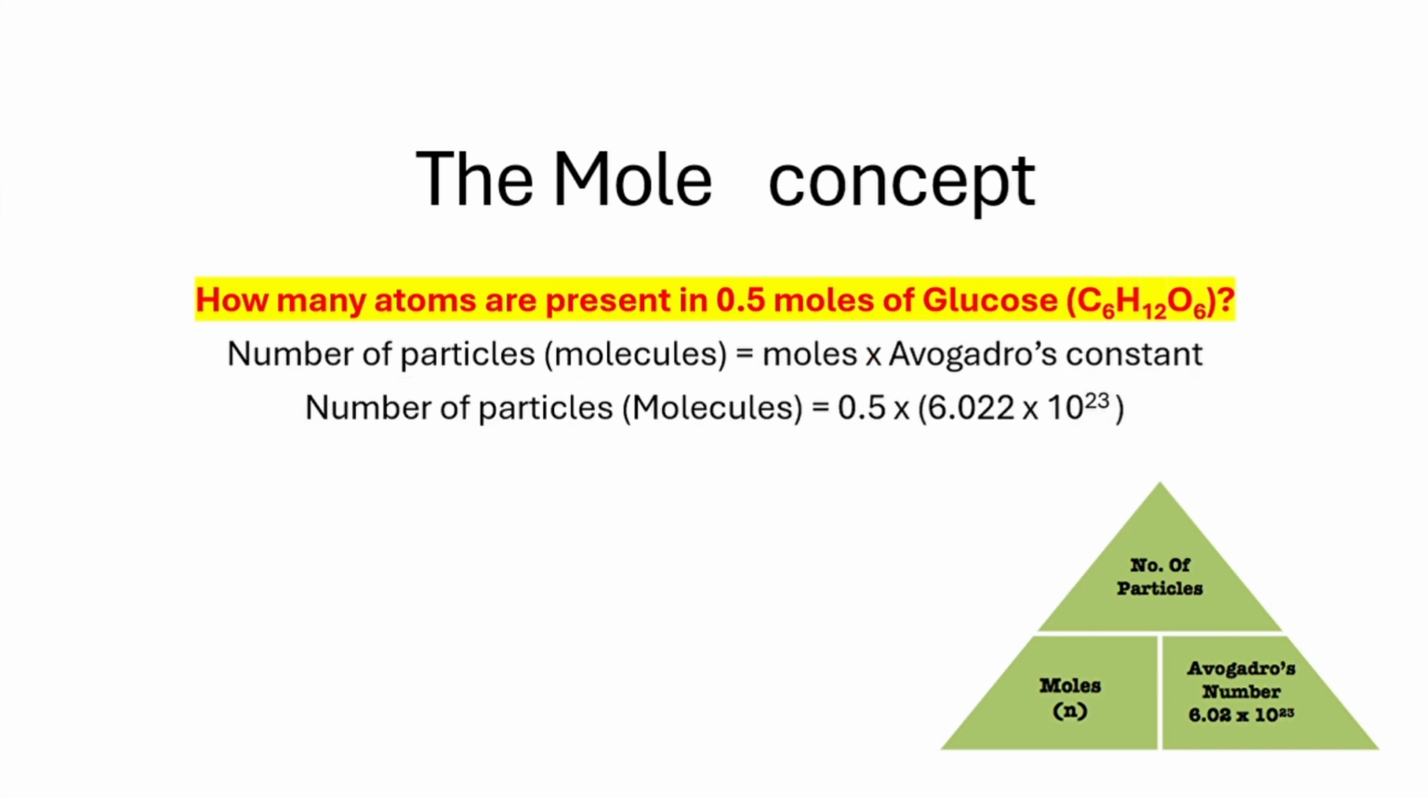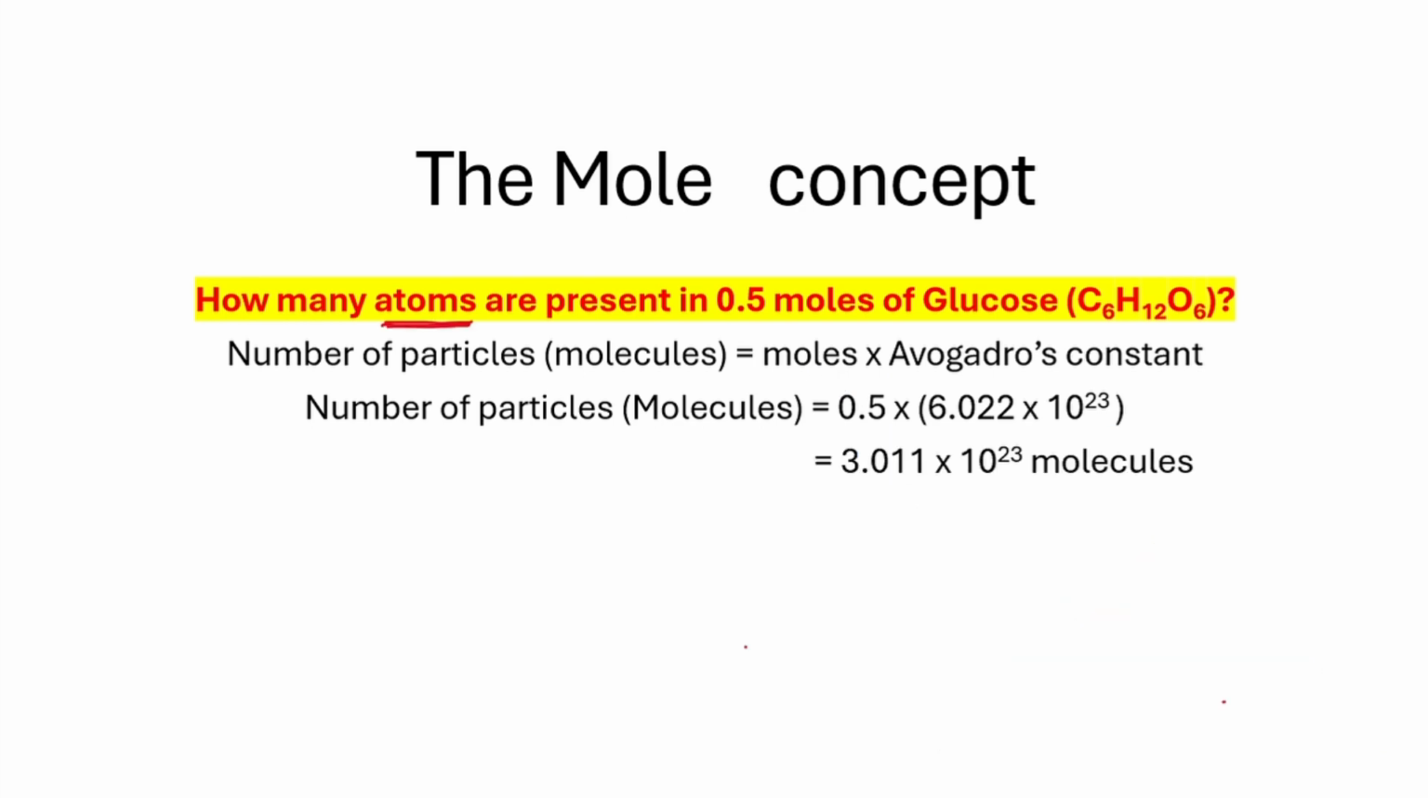So we'll take 0.5, which is the number of moles, and multiply it by Avogadro's constant to give us 3.011 times 10 to the power 23 molecules. We have figured out the number of molecules, but the question does not ask for the number of molecules. It is asking for the number of atoms.